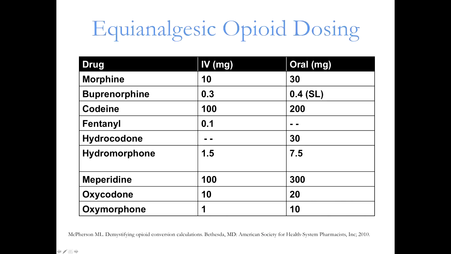So you've got a patient who's on a hydromorphone PCA pump in the hospital, and now you want to discharge them on oral morphine or even oral hydrocodone or even oral hydromorphone. You have this conversion chart handy that will allow you to move between these drugs. For the purposes of the test, I will provide this for any equal analgesic dosing questions I have.